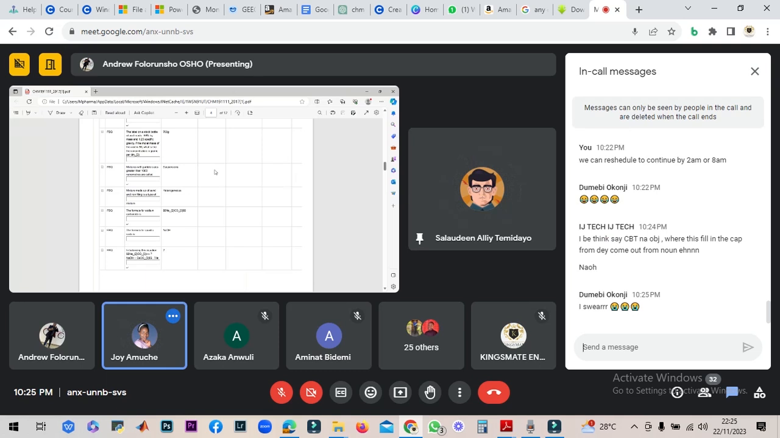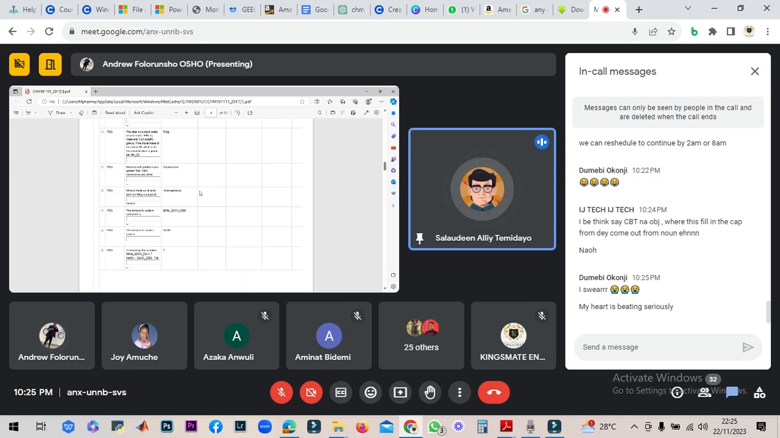So the next question is the formula for caustic soda, the strongest base ever. The strongest base ever is known as caustic soda. That is sodium hydroxide. So that's the formula for caustic soda. It is a very strong base.